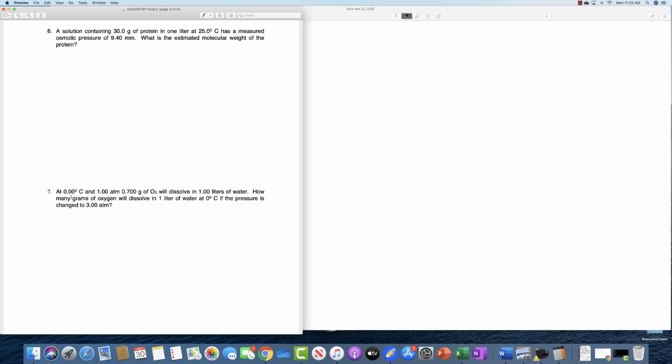Okay, the last problem says that at 0 degrees in 1 atmosphere, 7/10 of a gram of oxygen will dissolve in 1 liter of water. How many grams of oxygen will dissolve in 1 liter of water if the pressure is increased to 3 atmospheres? This is Henry's law, and Henry's law states that the concentration in grams is equal to a constant times the pressure.